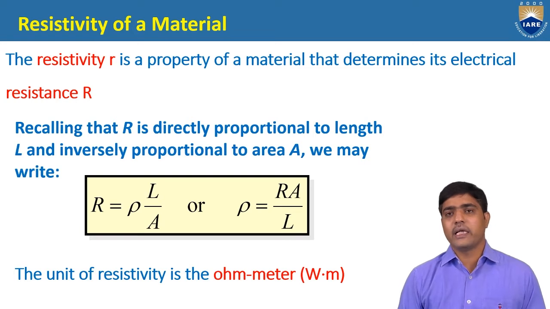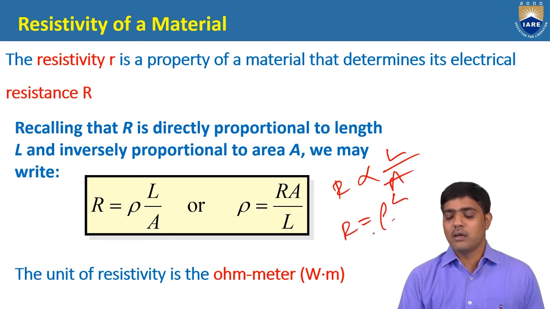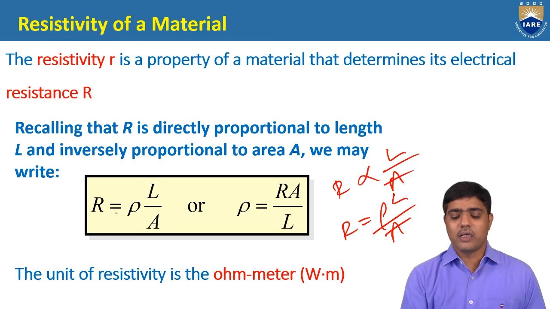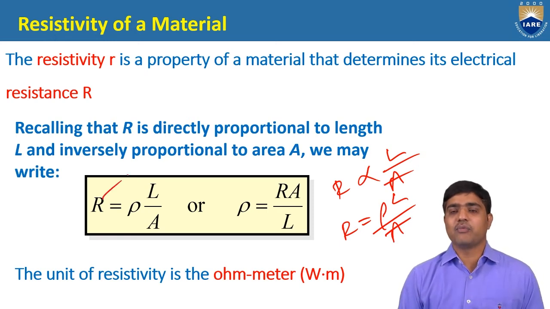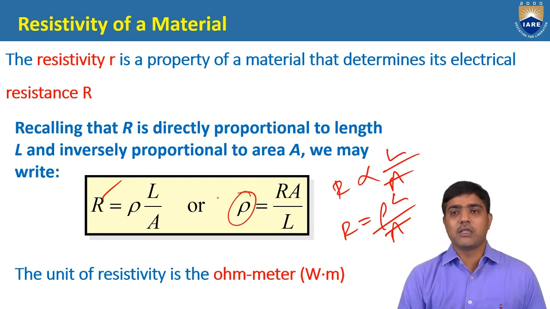So if you are going to relate the resistance with respect to the length and cross-sectional area, we can write the expression as R is directly proportional to L by A, and we can write R equal to rho L by A, where R is the resistance, rho is the resistivity of the material, L is the length of the material, and A is the cross-sectional area. That means the resistance is directly proportional to the length of the conductor and inversely proportional to the cross-sectional area. And you can write the resistivity as rho equal to R A by L.